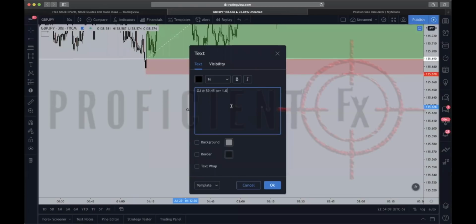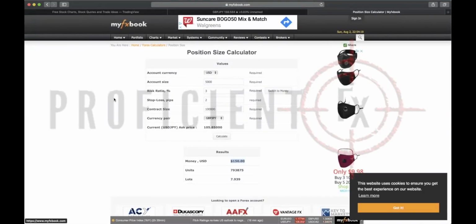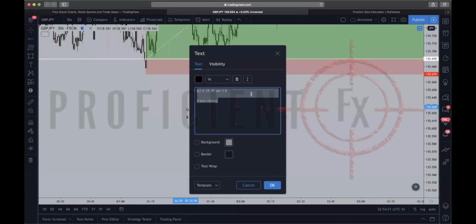And go back here. So we would be trading 8 lots, risking, what was it, 150 bucks? Yep, $150. 8 lots, risking $150. And now the fun part, our take profit at 300 pips. Let's get our calculator out now.